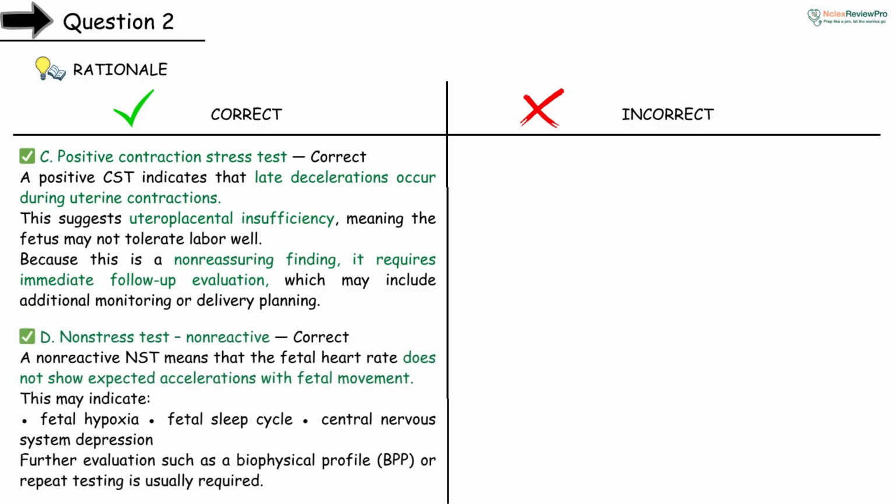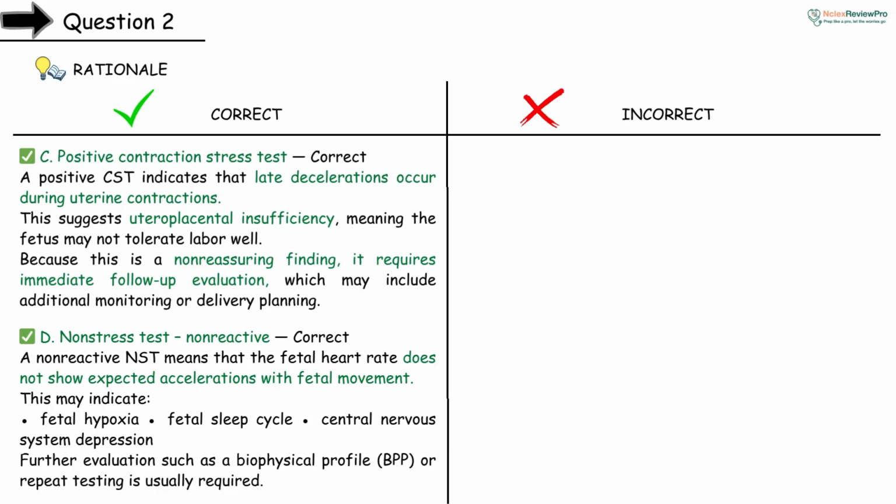Option D, non-reactive NST. A non-reactive NST means the fetal heart rate is not showing expected accelerations with movement. Now, this could be due to several reasons. The fetus may be sleeping, there could be central nervous system depression, or, more concerning, fetal hypoxia. Because we cannot assume it is benign, this finding requires follow-up testing, such as a biophysical profile or repeat NST.